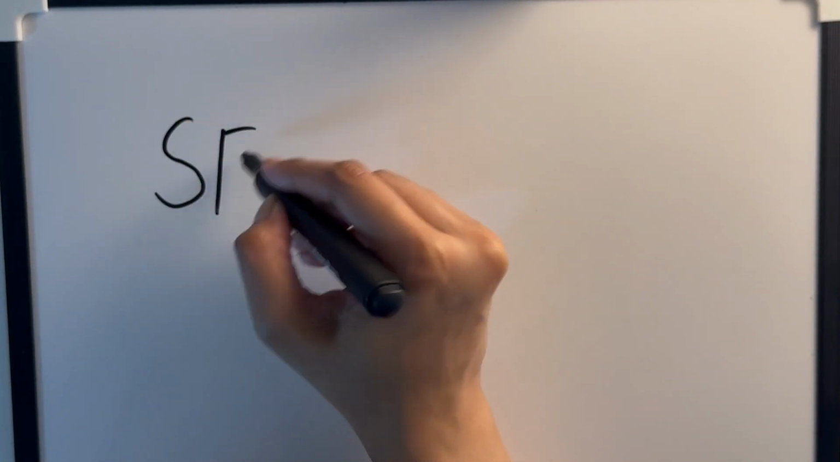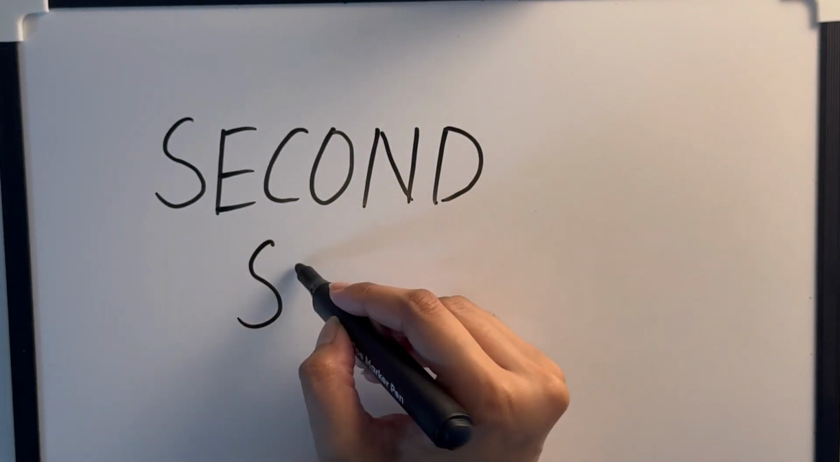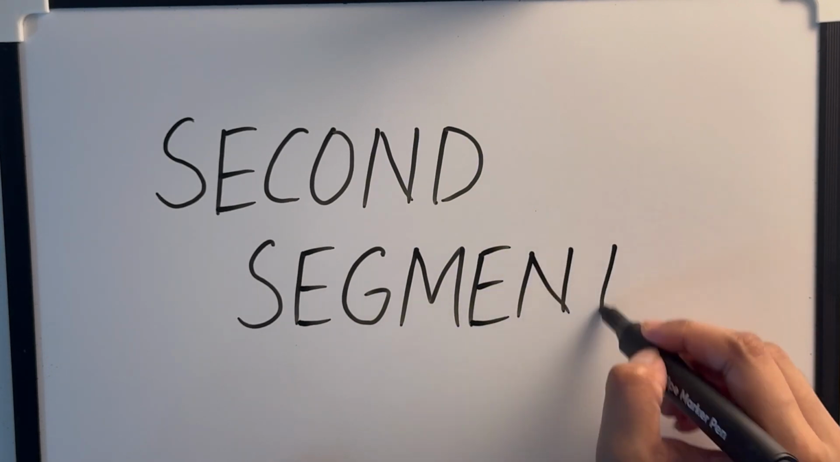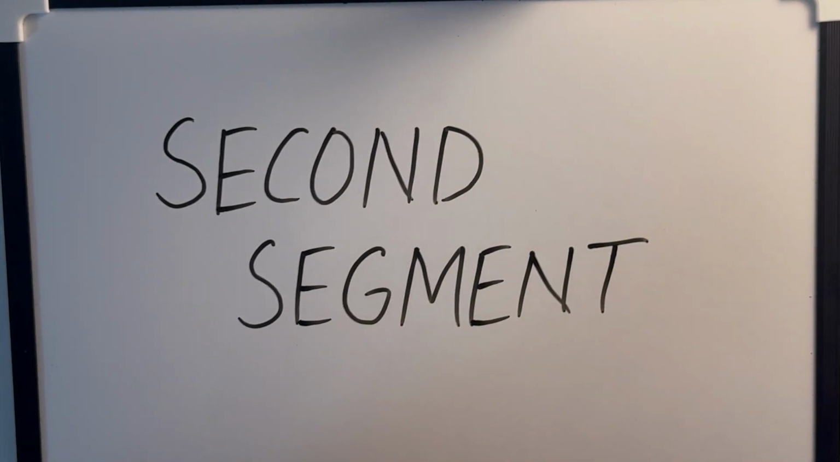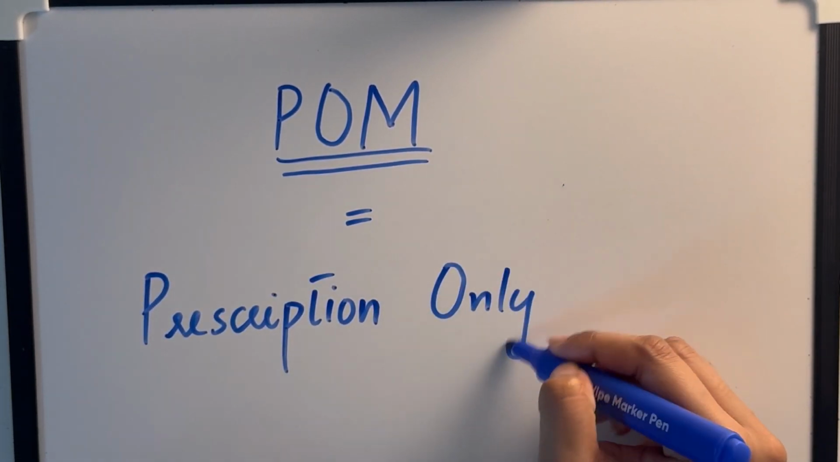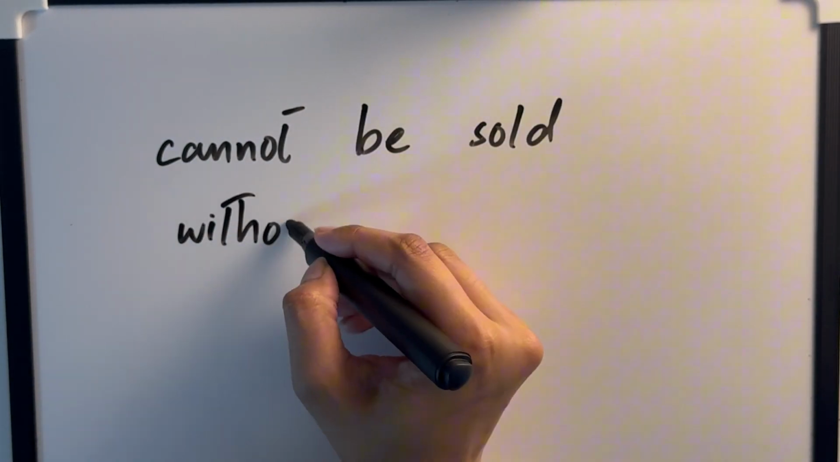Now let's move to the second segment of terminologies. It contains POM, P, GSL and OTC. So, what is the first terminology? POM. POM stands for prescription only medicines. These are the medicines that cannot be sold without prescription.